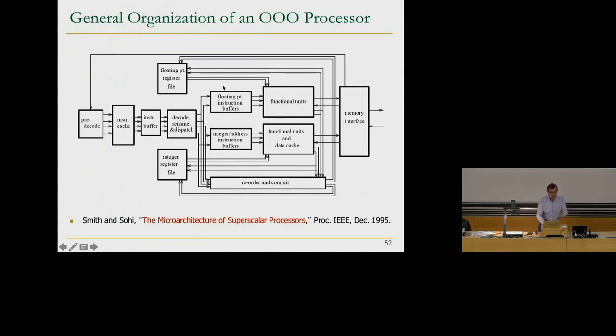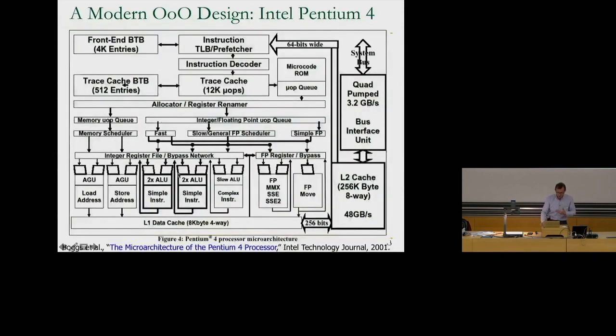These are the reservation stations, and then they access the functional units, and this is the reorder and commit. And you can see that there's a single register file over here. There's floating point and integer, but there's a single physical register file. So if you look at a modern design, I don't expect you to understand everything over here, but it has pretty much a lot of the concepts that we have over here.